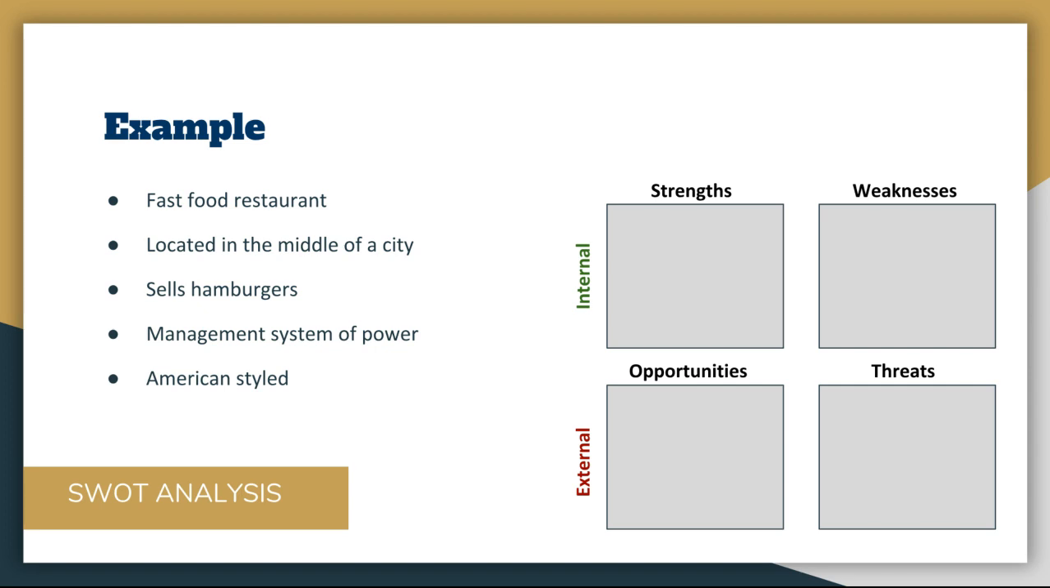So when you look at the strengths, which you want to do first, inside the company, you want to look at some of the positive things that they have going on. So let's say they're speedy, have quality food, and good prices. When looking at the weaknesses, say they have bad service, dirty environment, and they're too small. Maybe they have a small dining space. It's a little bit cramped and uncomfortable.